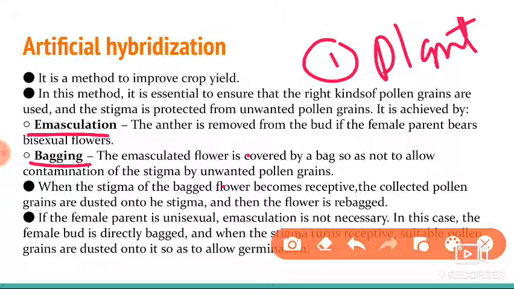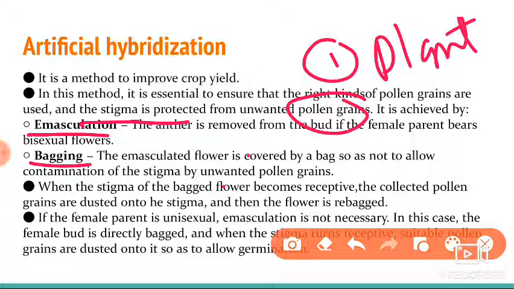Naturally, pollen grains are continuously transferring from one plant to another plant. There may also be self pollination, but we have to avoid that. Along with that, we have to protect the stigma from unwanted pollen grains, because so many different types of pollen grains from the same plant or from a different plant will naturally arrive.